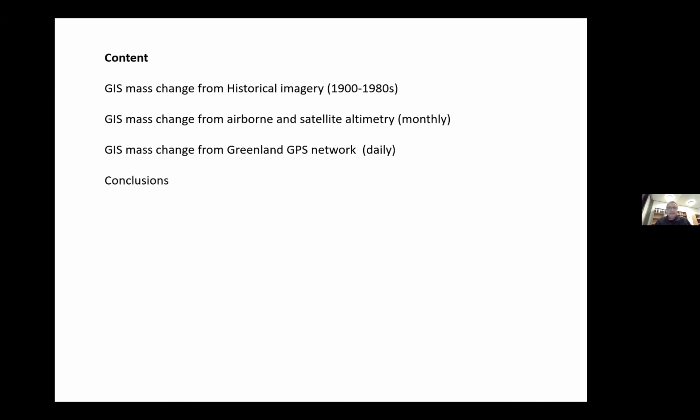Now, this talk will focus on mass change from the Greenland ice sheet from 1900 to the 1980s. For some glaciers, we can estimate annual changes, and for other regions, it's more long-term changes. And next, I will focus on satellite altimetry, and it is monthly products. And last, it will be daily products or daily mass change for the entire Greenland ice sheet, and that is based on GPS data. And finally, a conclusion.